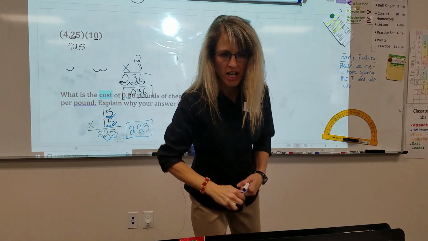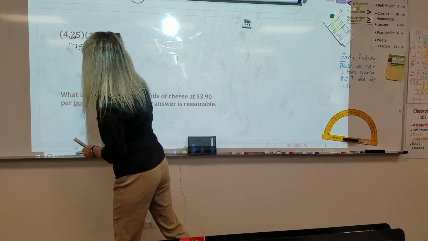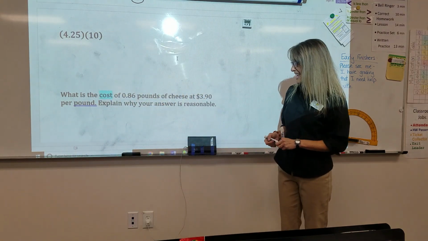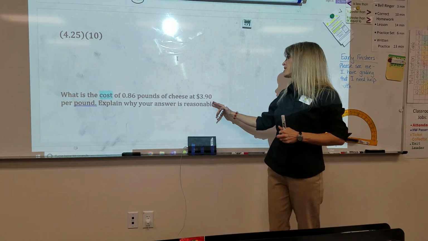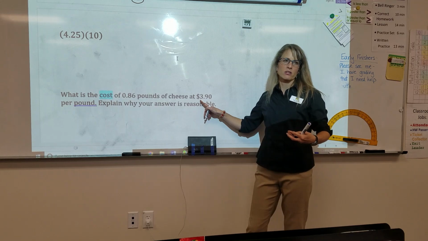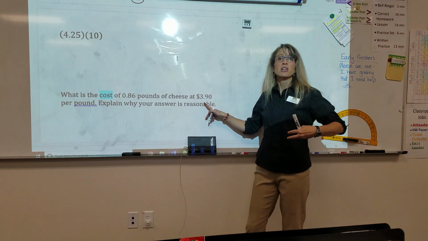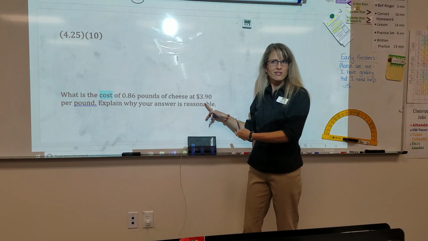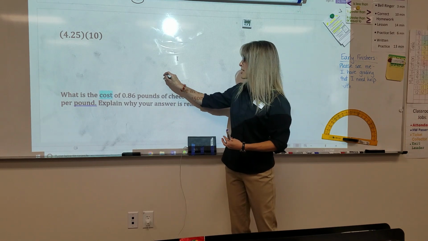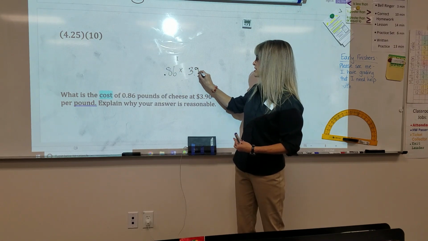Okay? All right, so let's try an example with dollars and pounds. What's the cost of 0.86 pounds of cheese at $3.90 per pound? Explain why your answer is reasonable. So if I had 1 pound at $3.90, it cost me $3.90. If I had 2 pounds, it cost me twice as much. If I had 3 pounds, it cost me 3 times as much. See the times in there? We're going to times in this one. So we're going to times the number of pounds times the price of each pound.